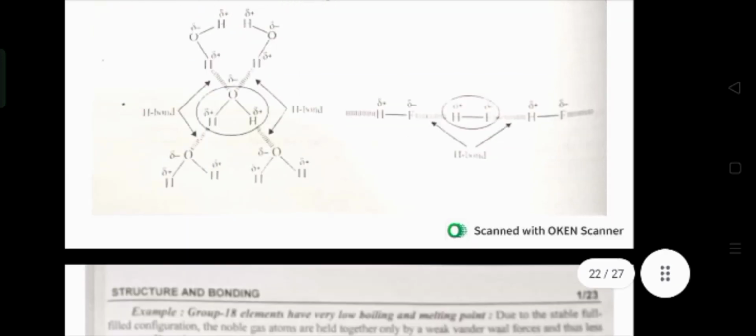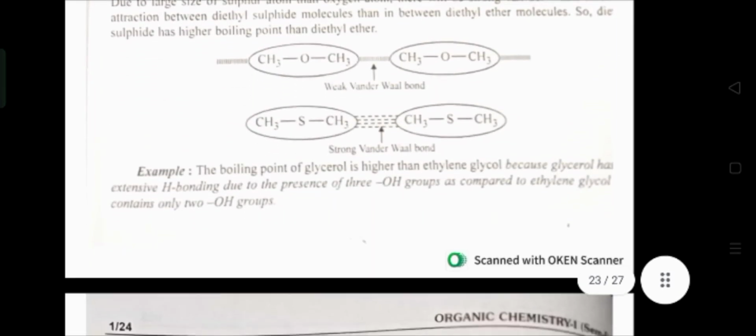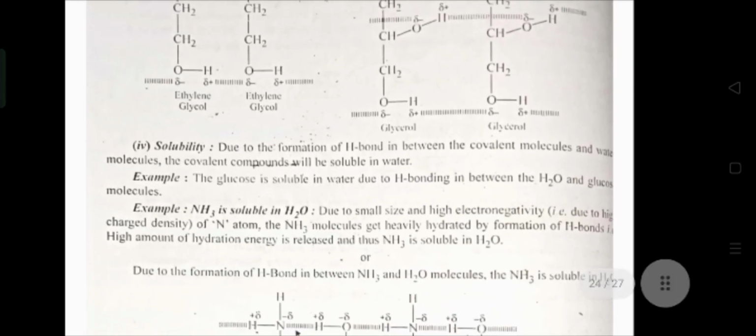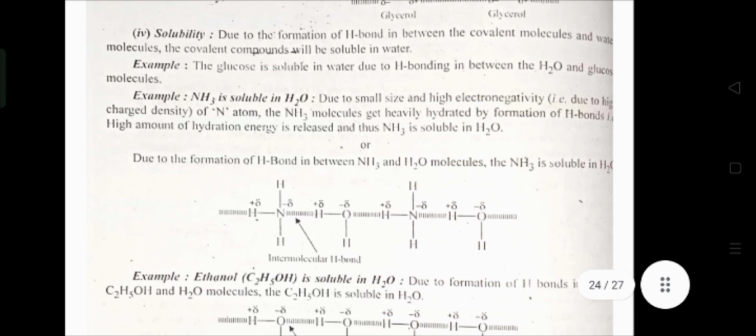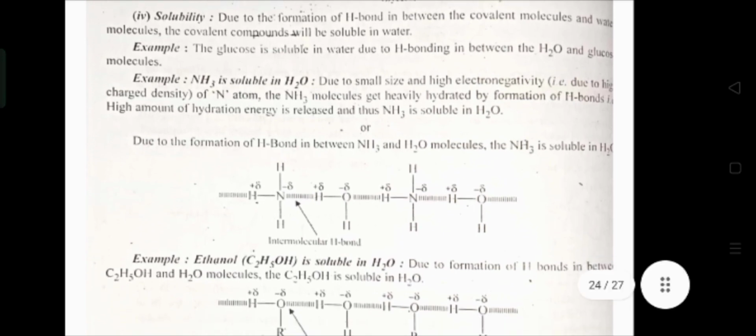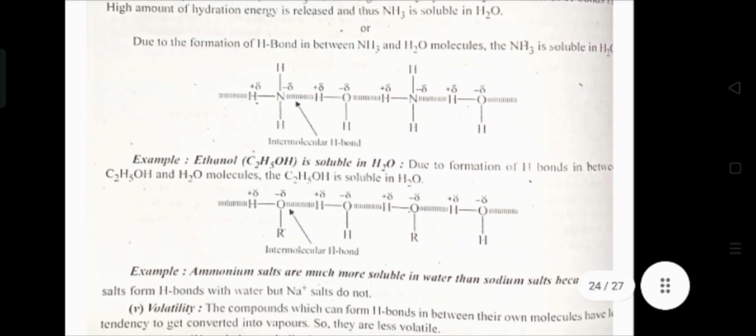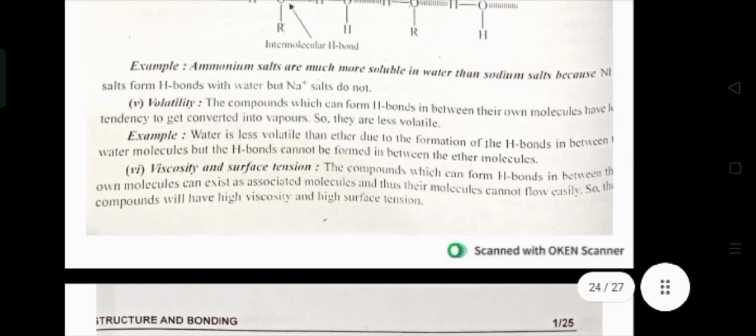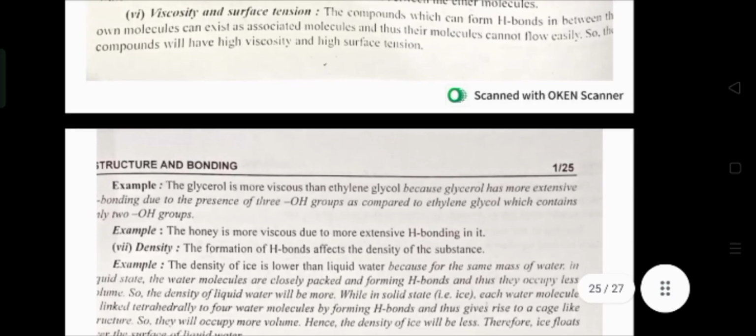Now our next topic is solubility. Due to the formation of hydrogen bonding between the covalent molecule and water molecule, the covalent compound will be soluble in water. Now next is viscosity and surface tension. The compound which can form H bonding between its own molecules can exist as associated molecules, and thus their molecules cannot flow easily. So the compounds will have high viscosity and high surface tension.